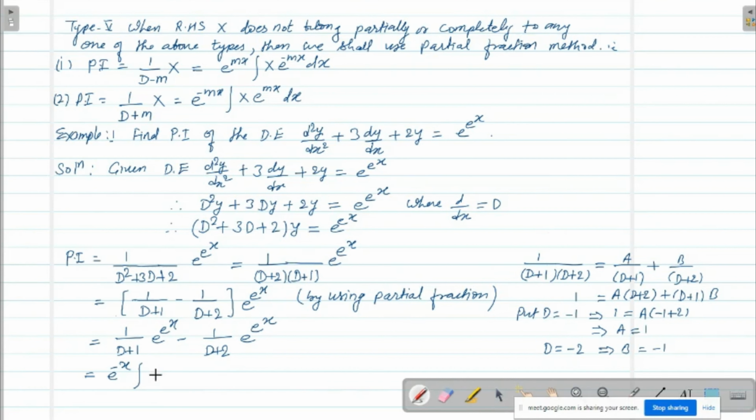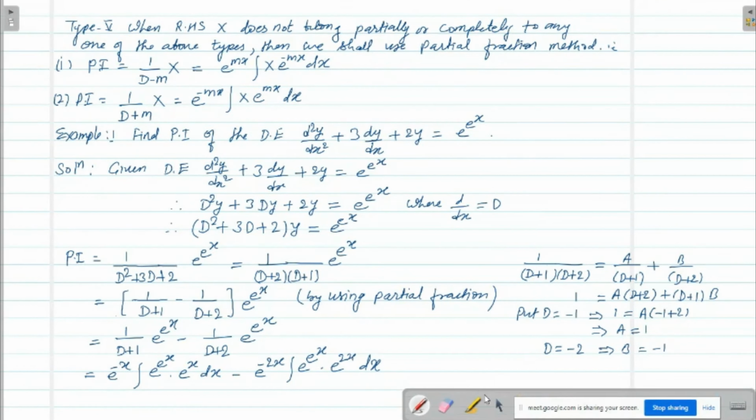Integration of X, where your X is this thing, e raised to x, into e raised to mx. Here m is 1, so e raised to x, into dx. Now the minus sign. Now apply the second form, so we will have e raised to minus mx, where m is 2, so e raised to minus 2x, integration of X, where your X is e raised to x, into e raised to mx, that is e raised to 2x, dx.